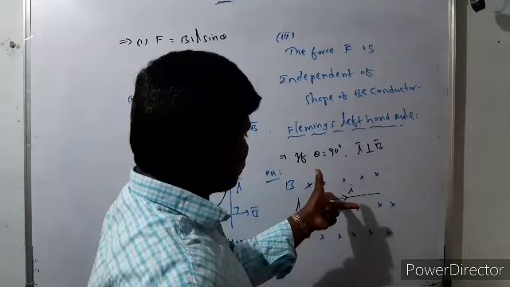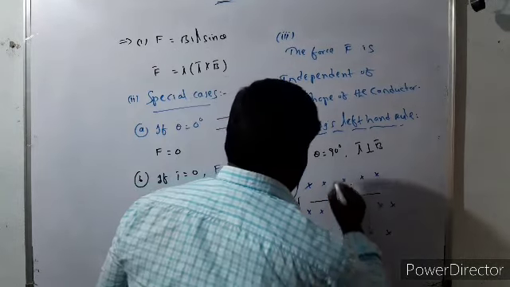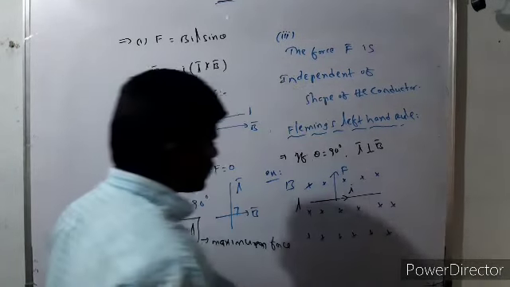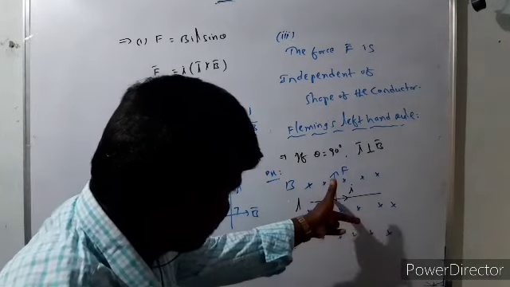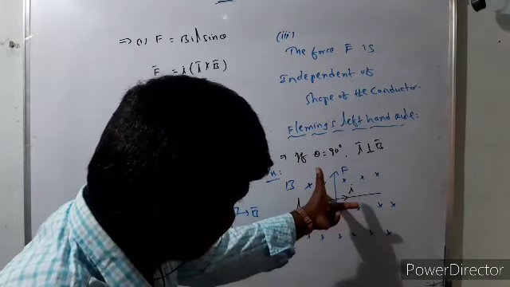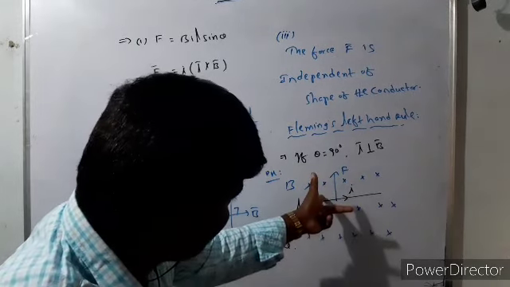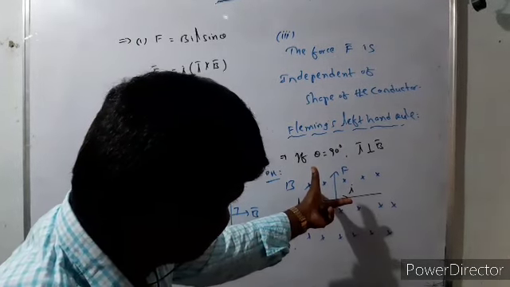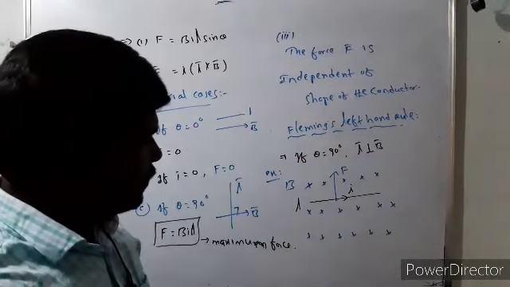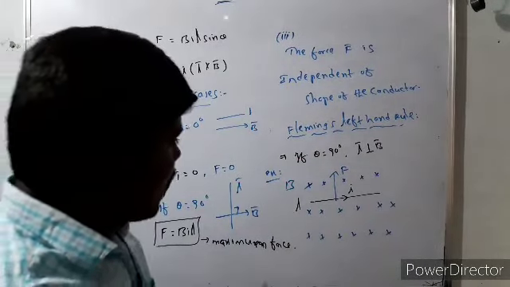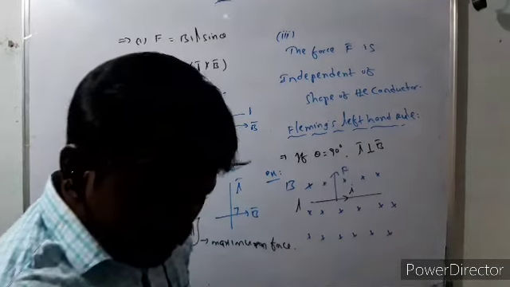Now, what is the direction of the force on the conductor? Upwards. The direction of the force on the conductor is upwards, and the thumb shows upwards. See once again. The magnetic field is perpendicular inwards. The middle finger shows the direction of current. Now the thumb shows the direction of the force. The force is upwards, not into the plane of the board.